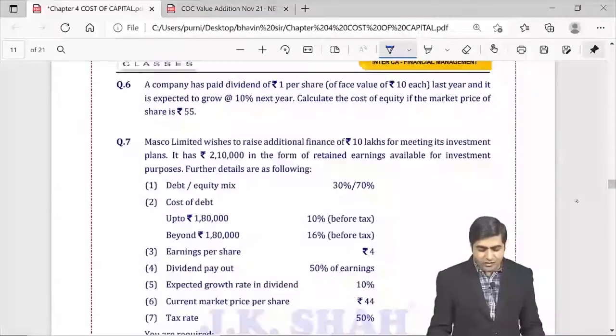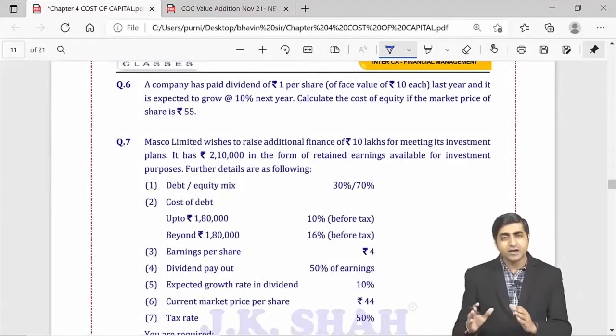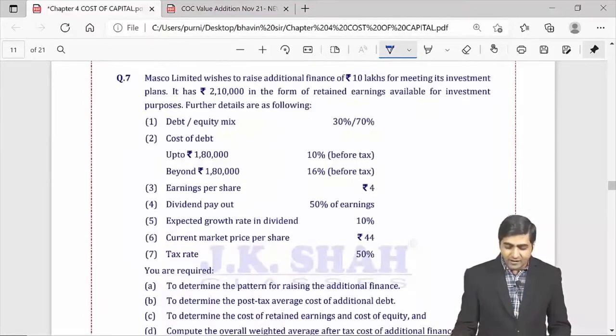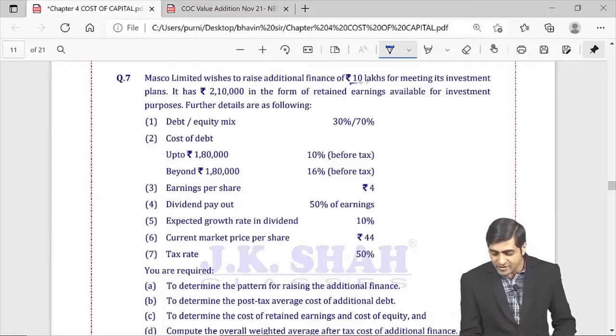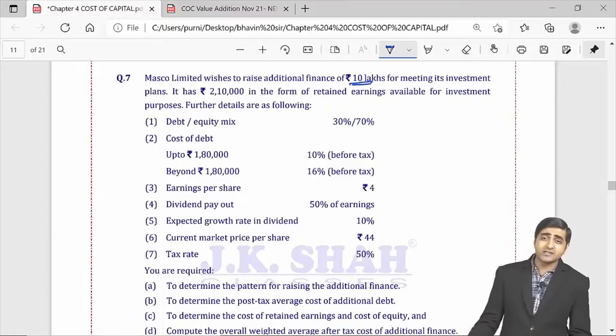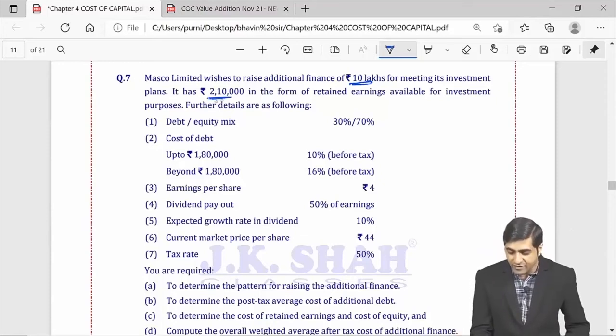Continuing further, my dear students, your question number 6 is a very basic question regarding your calculation of KE using dividend yield growth model. Coming to question number 7, now this question, my dear students, was asked in your July 21 only, the same type of a question where the additional funds required is nothing but 10 lakh rupees, and guys, we have already 2,10,000 in the form of retained earnings.